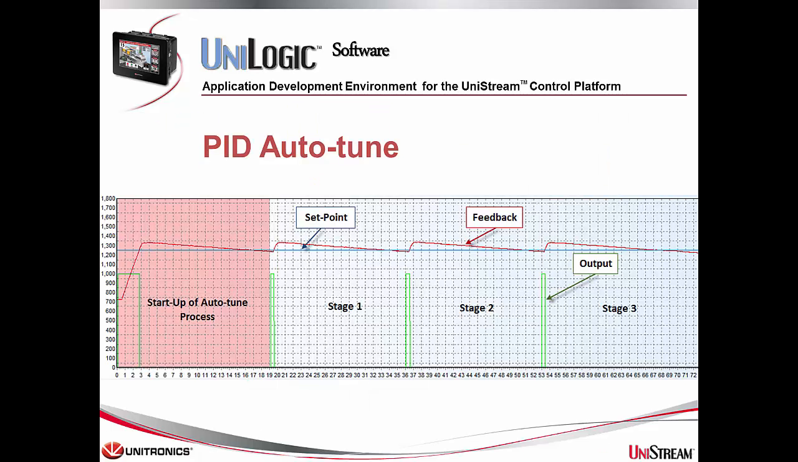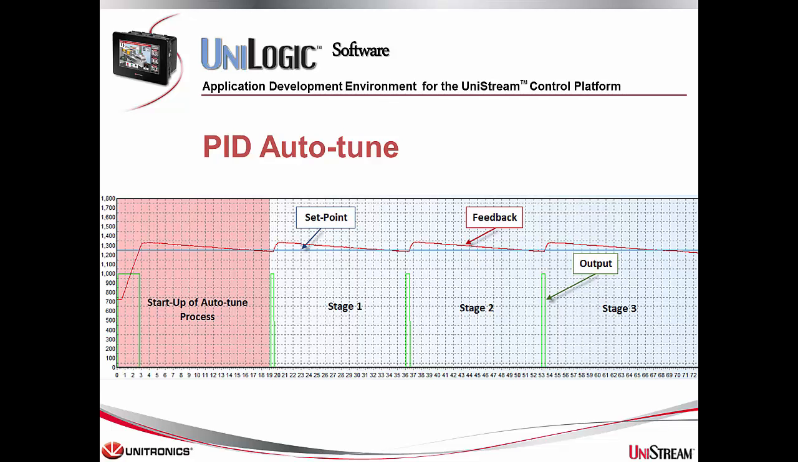Since every system is different, in order to calculate the best values for any given PID controlled system with the UniStream, an auto-tune process can be run. An auto-tune process in UniLogic will run the system through 1 to 3 cycles, ramping the output fully on at 100% until the process value reaches the set point, then letting the momentum of the system carry the process value over the set point and back down again.